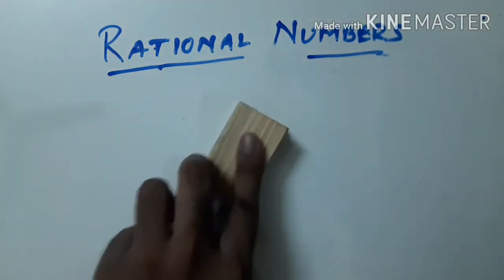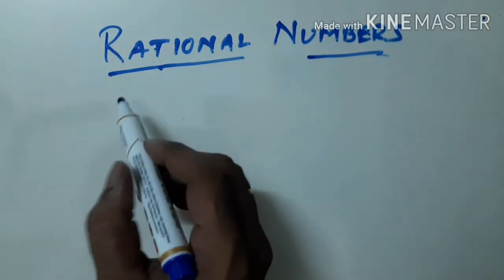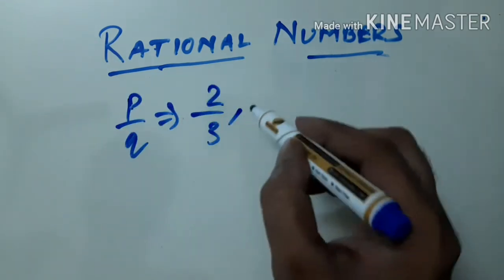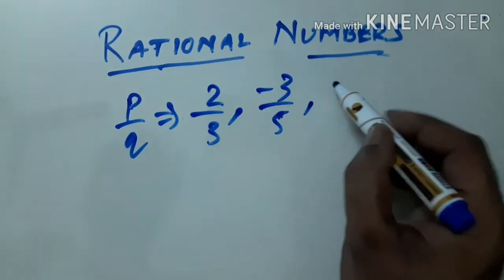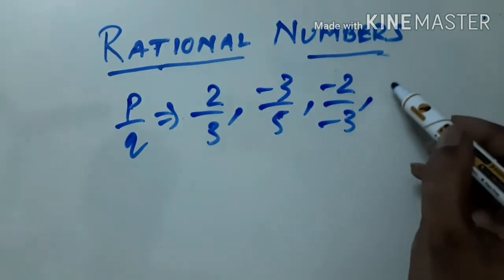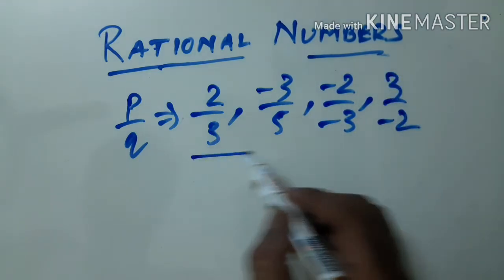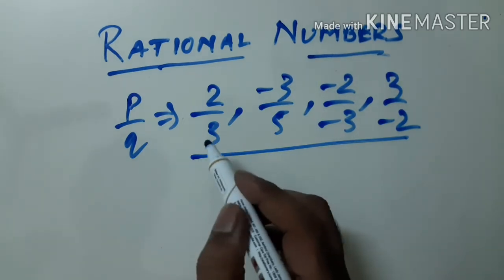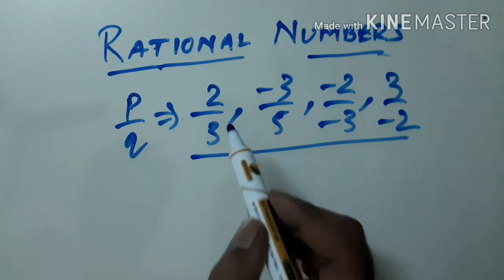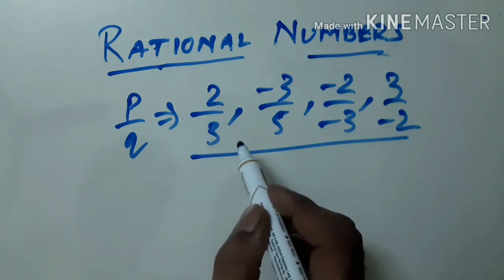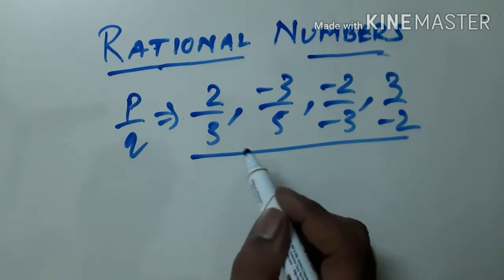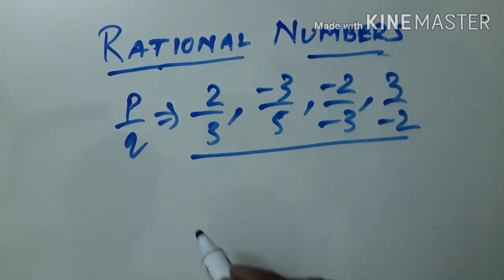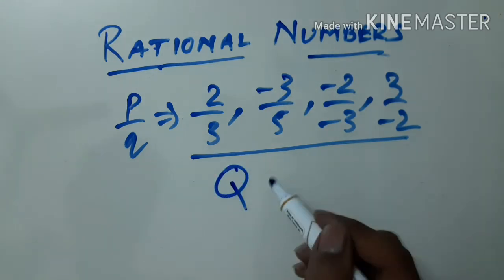As we say, they should be in the form of P by Q. So it can be written like 2 by 3 or minus 3 by 5 or minus 2 by minus 3 or 3 by minus 2. These types of numbers are called rational numbers. As you can see, all are integers and in none of them is Q equal to 0. That means the denominator is not 0. So rational numbers are denoted by the letter Q.